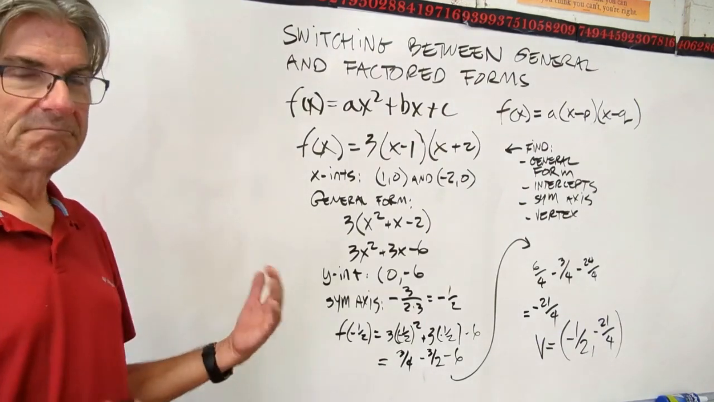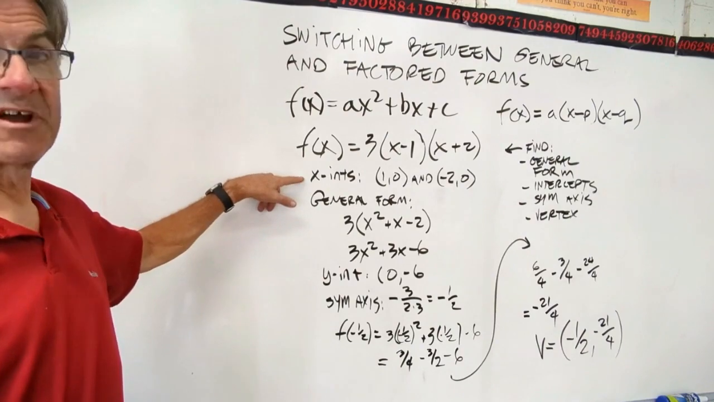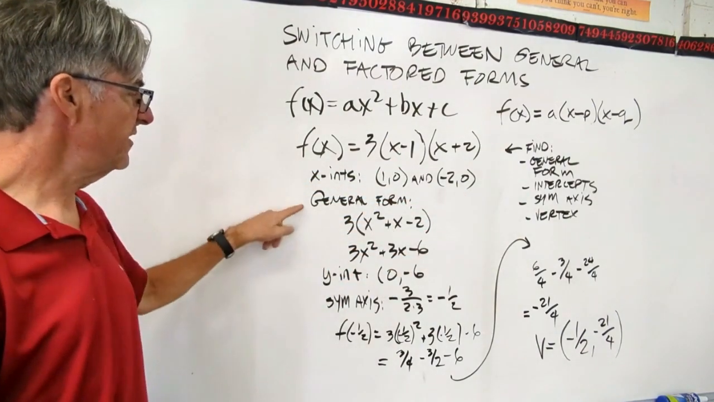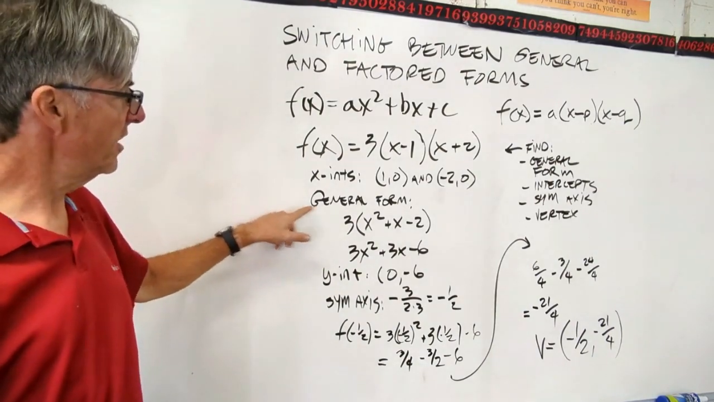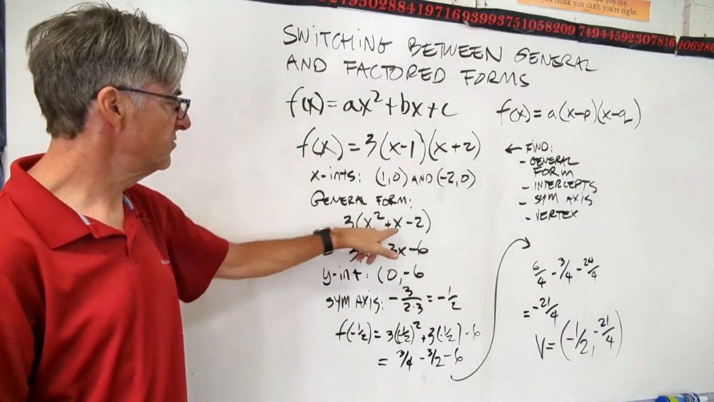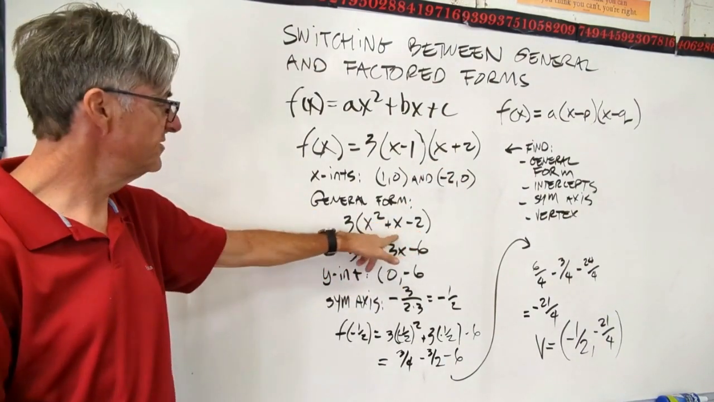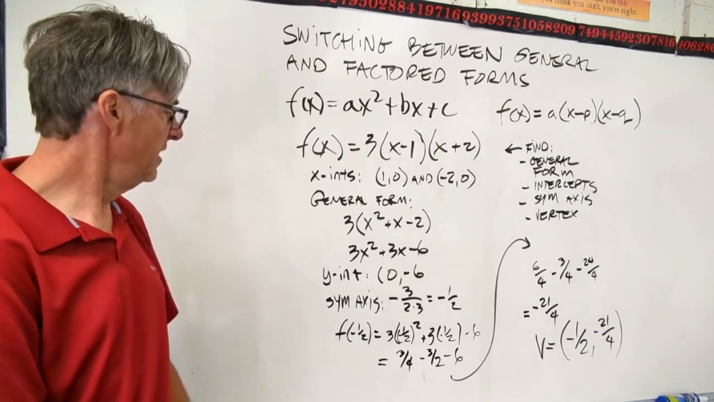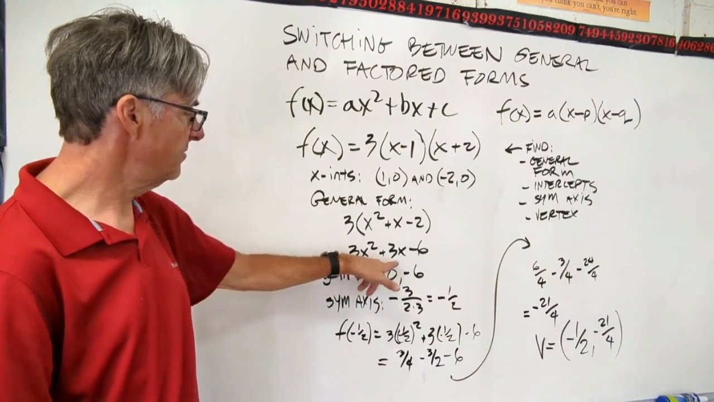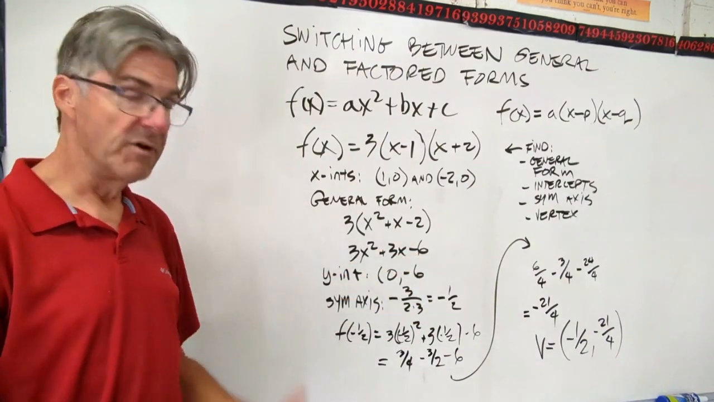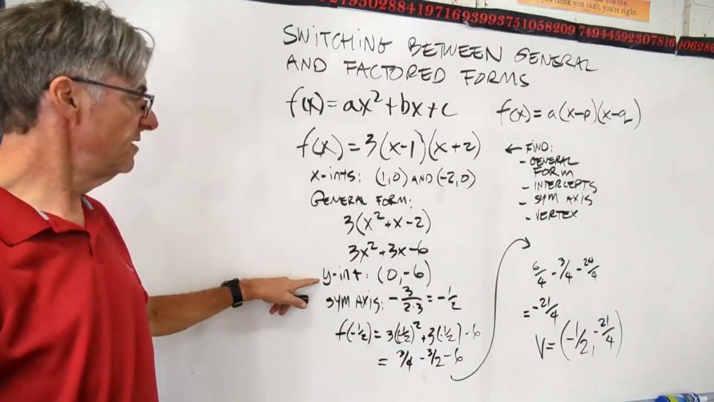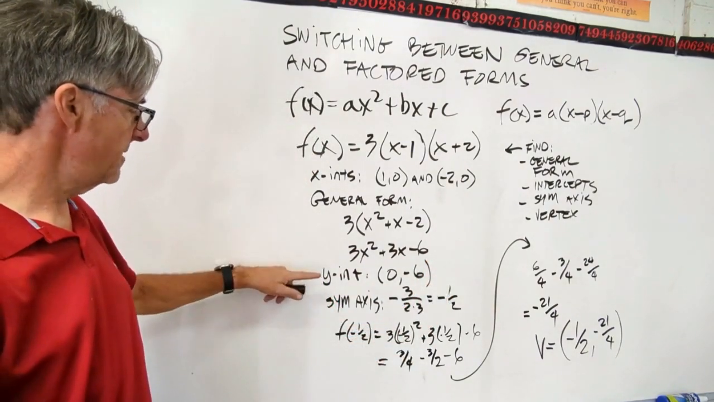So, like I said before, I grabbed my intercepts right away. They're here: 1, 0 and minus 2, 0. Done. Second thing, I went ahead and went to general form. So what I did is I expanded these two terms and got 3 times x squared plus x minus 2, and I combined my middle terms. That leaves us with an x in the middle. And then I applied my 3 across the board, so I get 3x squared plus 3x minus 6. Then I went, okay, here's the y-intercept, got that. So I went ahead and just wrote that down.